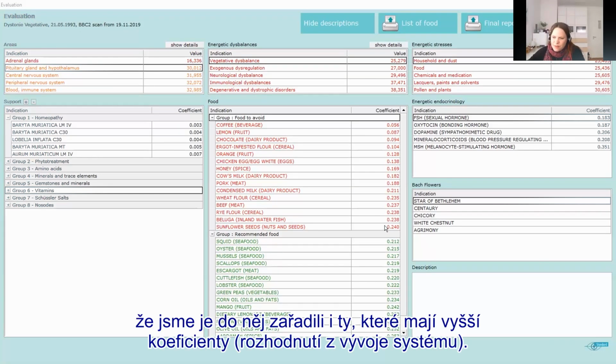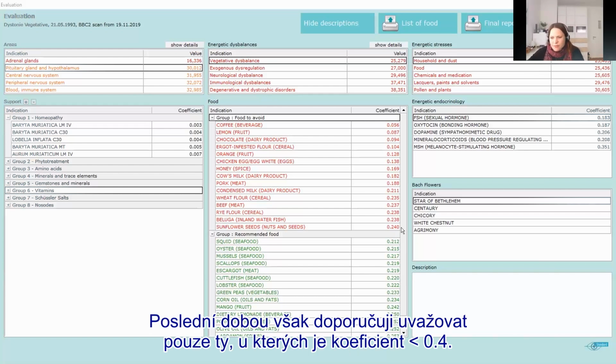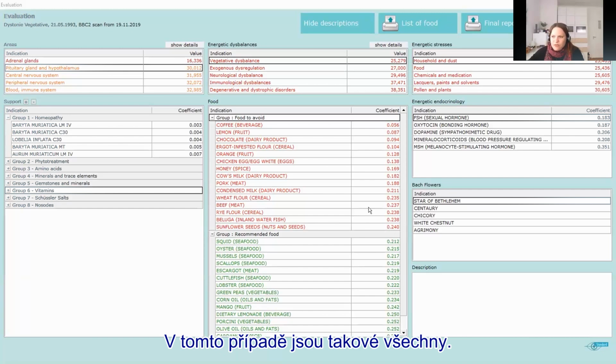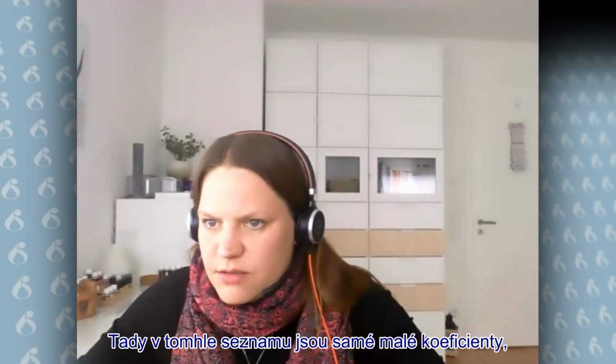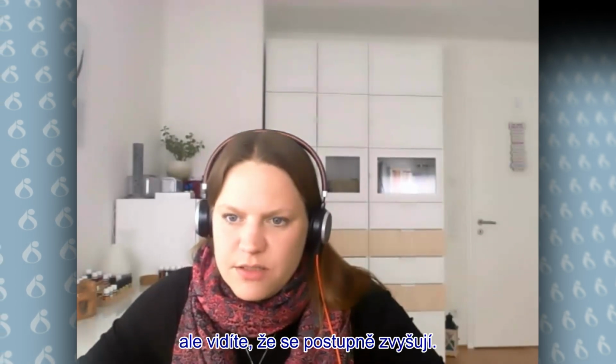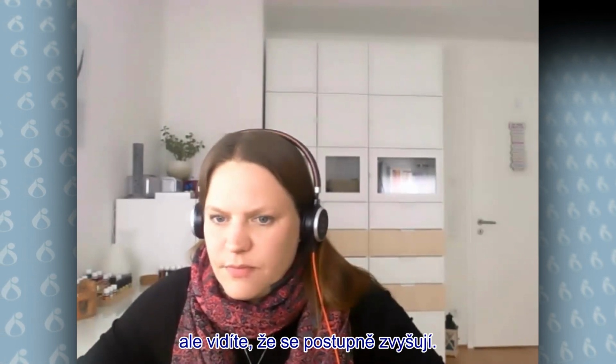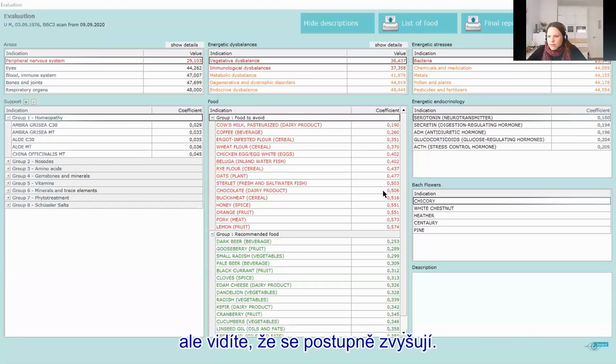We list them even when they have higher coefficients. This was one decision we made when we developed the system. I recommend from now on to just look at coefficients under 0.4. This is what I recommend. In this case, we have all of them. There are still small coefficients in the list, but you see that they are already going on a higher level.